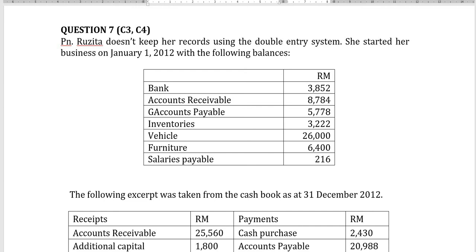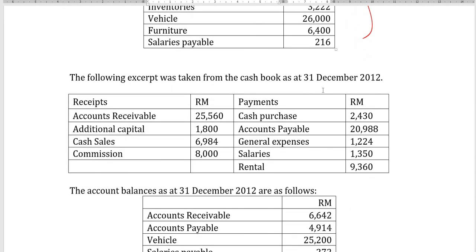Okay, next for question 7. Okay, so here we have the beginning balance for the assets and liability, right? And then di bawah ni kita ada cash book, sorry. Okay, you have the information for your cash book. Alright, this is your debit part and this is your credit part.